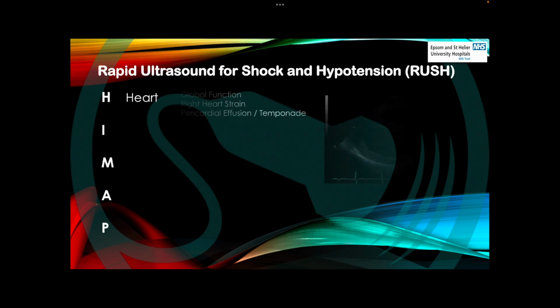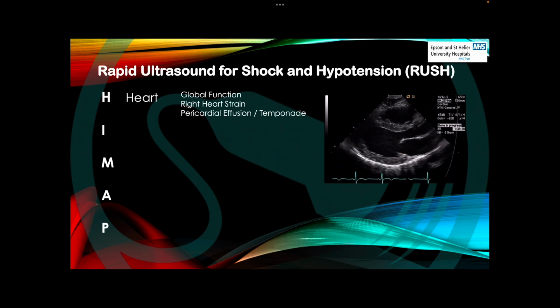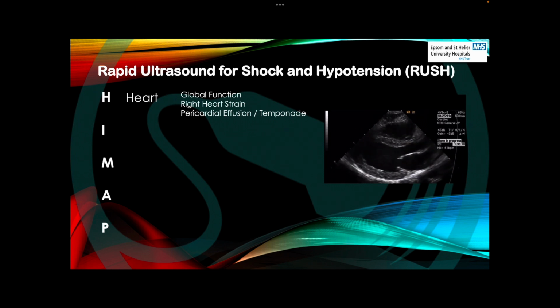In the heart, we need to look for the global function, if there is any problem in the right side of the heart, and if there is any pericardial effusion or tamponade. Okay, this is the video for the heart. Very nice global function. You can see both of the ventricles are contracting, and this is normal for the global function.